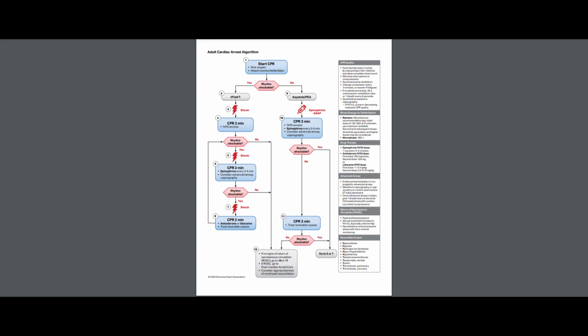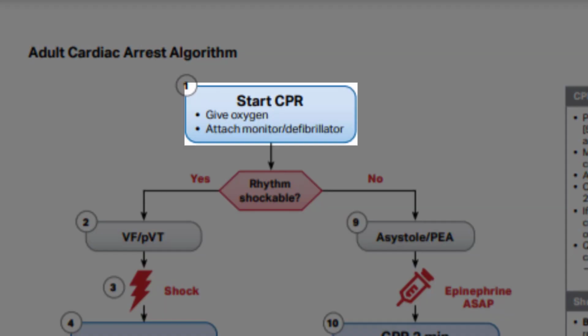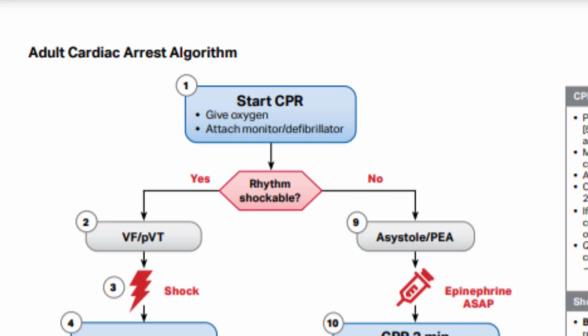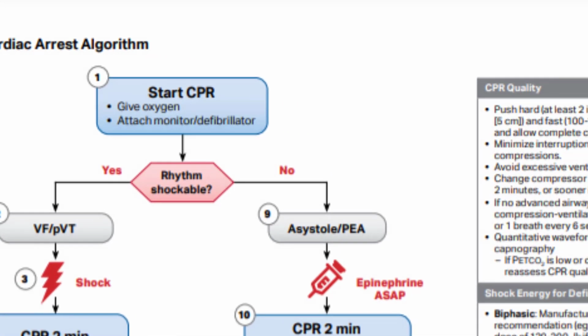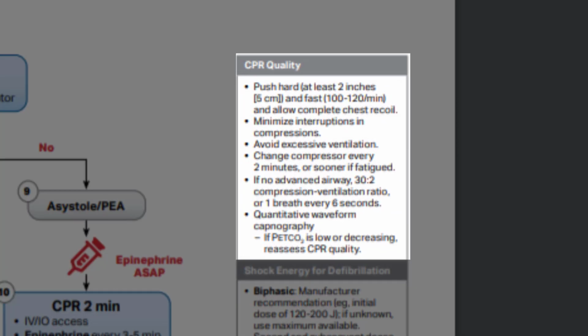All right, so starting at the top, first thing we're going to do is start CPR. Remember, this is an adult cardiac arrest algorithm. So we're going to place the patient on the monitor, begin ventilations and high flow O2, and start CPR. Notice what it says over here on the right, CPR quality. We want to push hard, push fast, minimum 2 inches deep, and try to get about 120 compressions per minute.